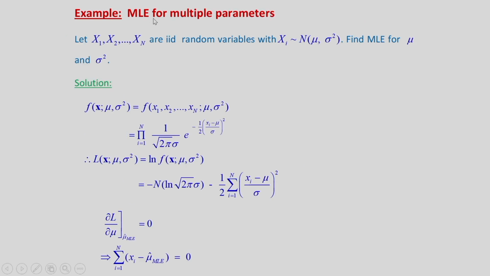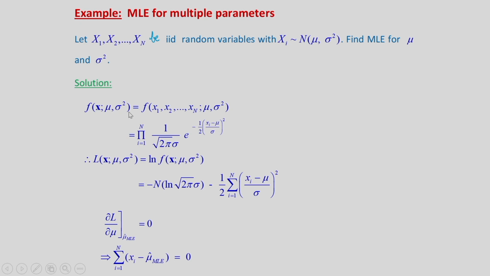Second example, we will consider MLE for multiple parameters. Let x1, x2 up to xn be IID random variables with each xi distributed as a normal distribution with mean mu and variance sigma square. Find MLE for mu and sigma square.